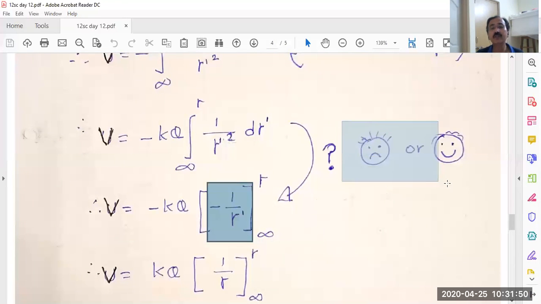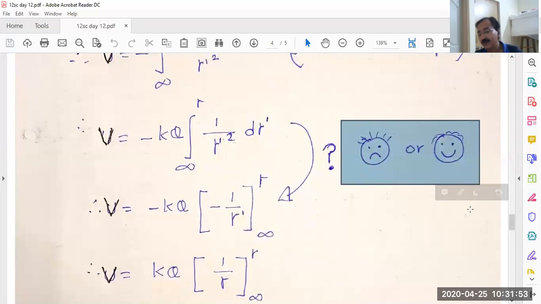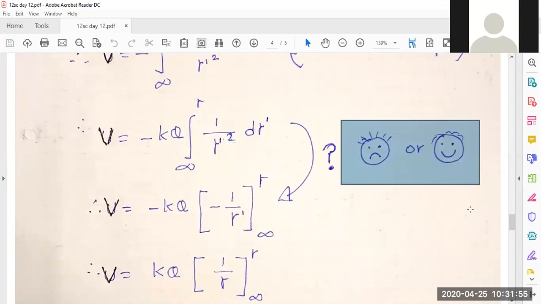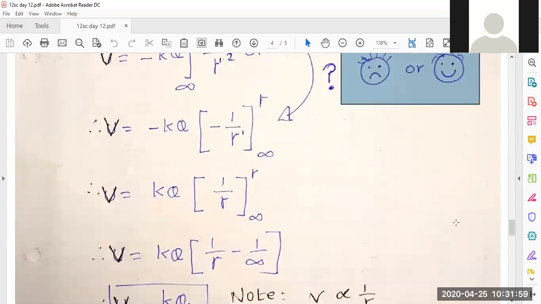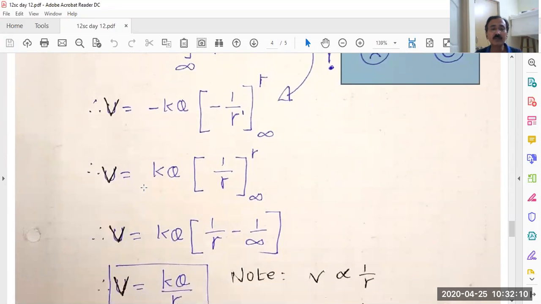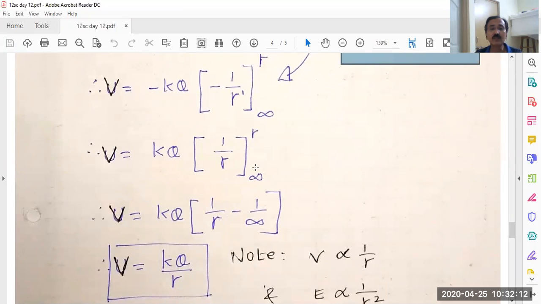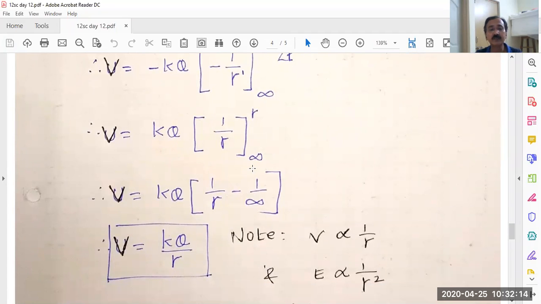So you are in which state out of these, sad smiley or happy smiley? Happy smiley, sir. Okay.